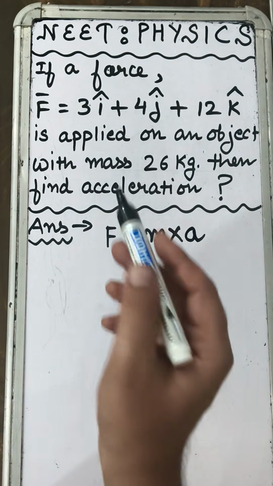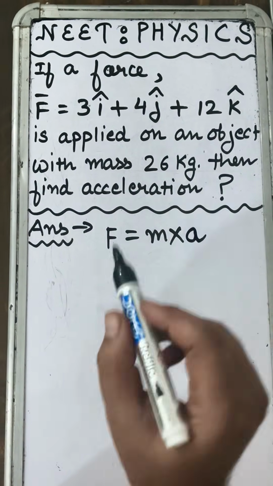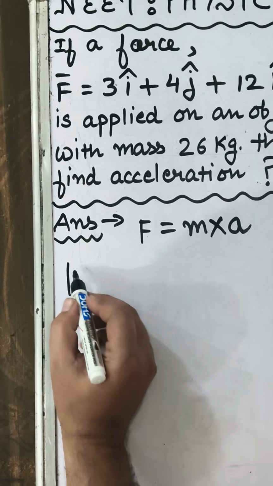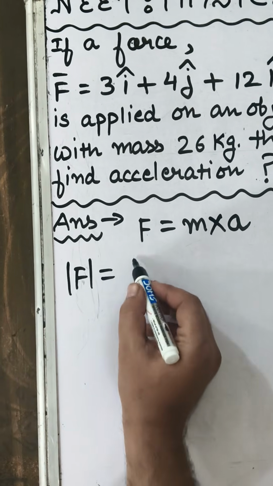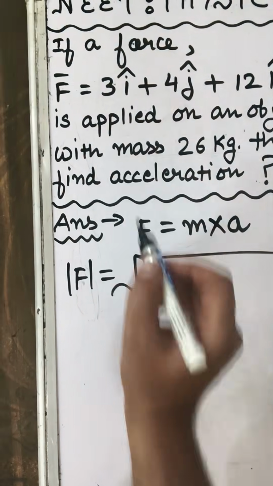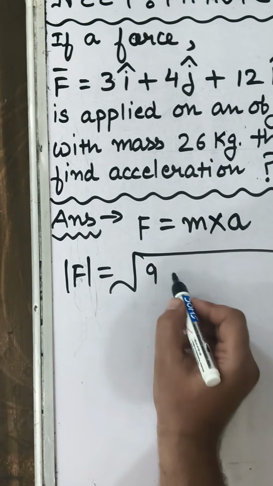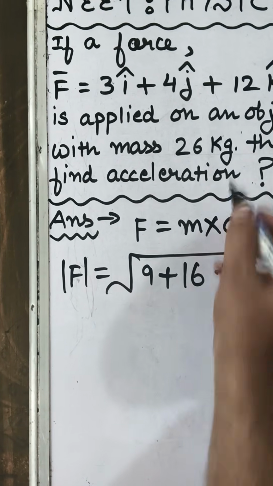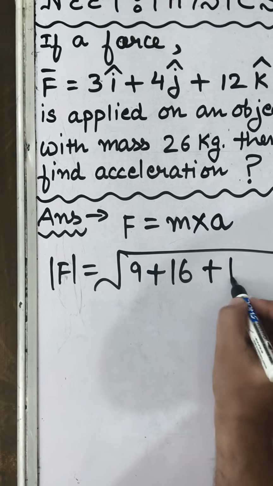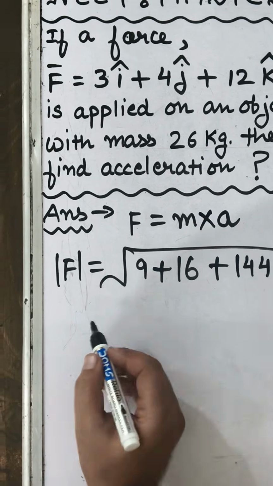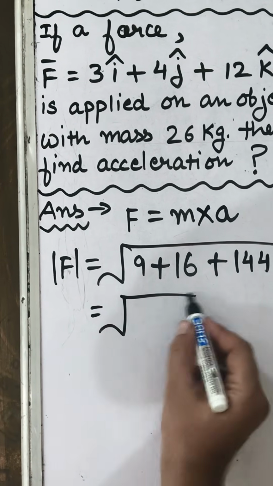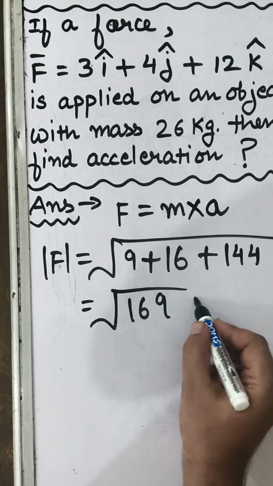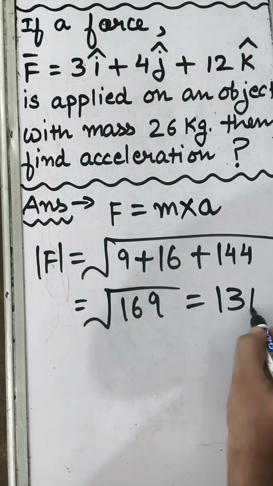All my students know how to find the magnitude when the vector is given. So we have to use mod F, and the magnitude will be under root. First will be 3, square of 3 will be 9. Next will be 4, square of 4 will be 16. Last will be 12, square of 12 will be 144. If we add all these, we will get 169, and the value will be 13 Newton.